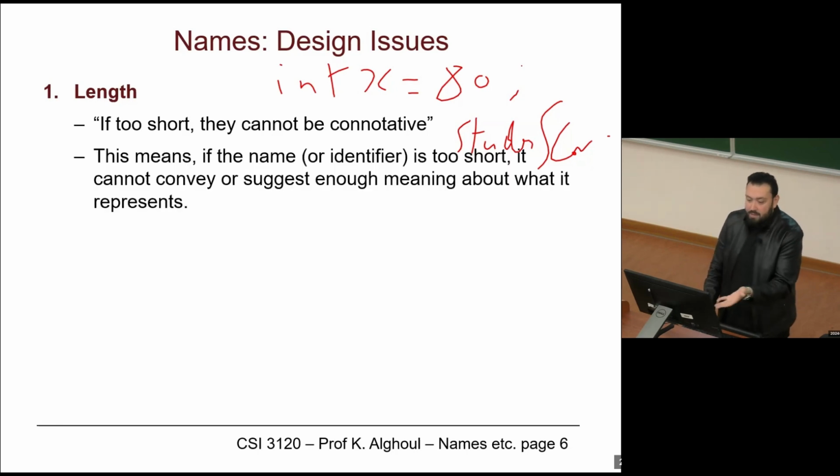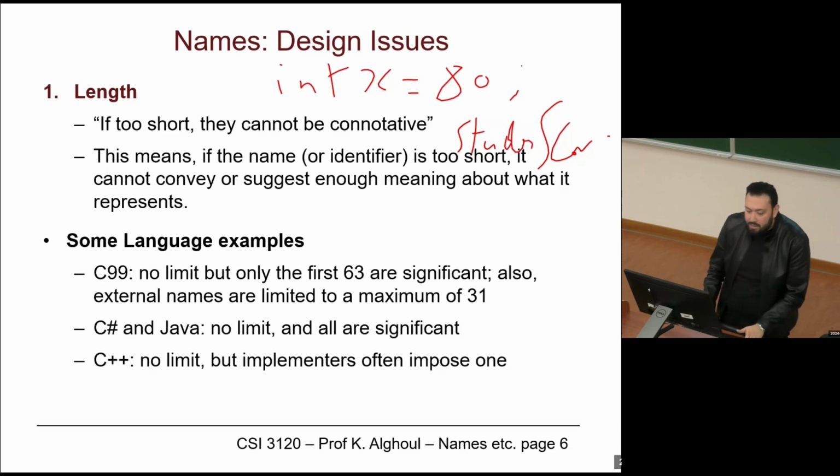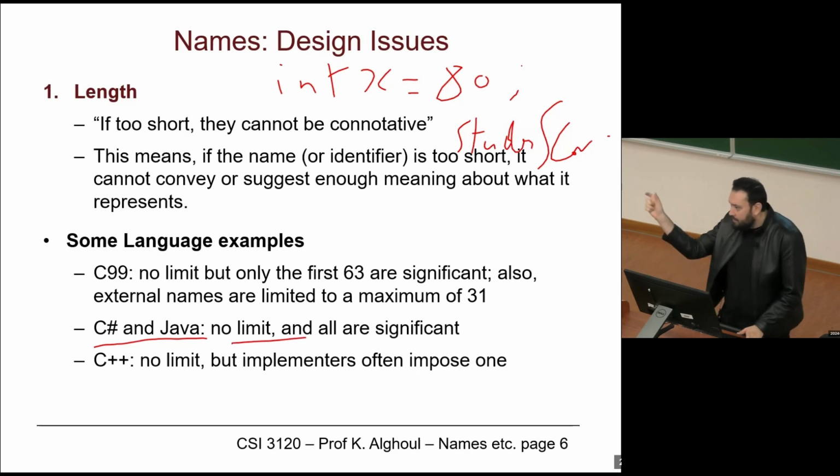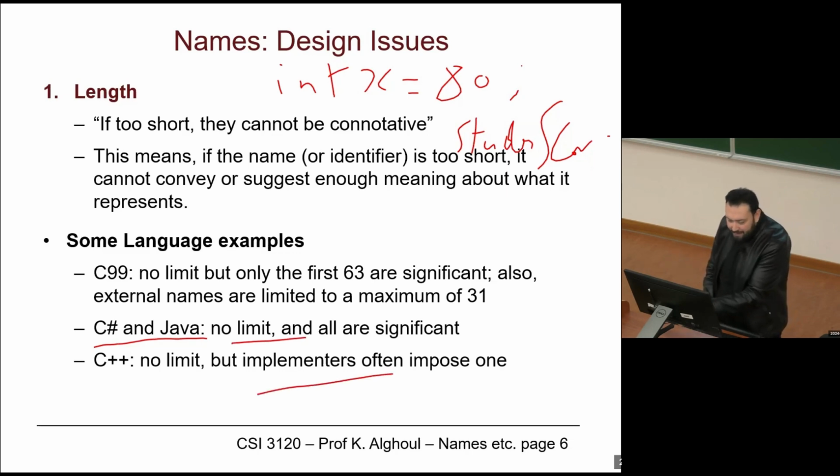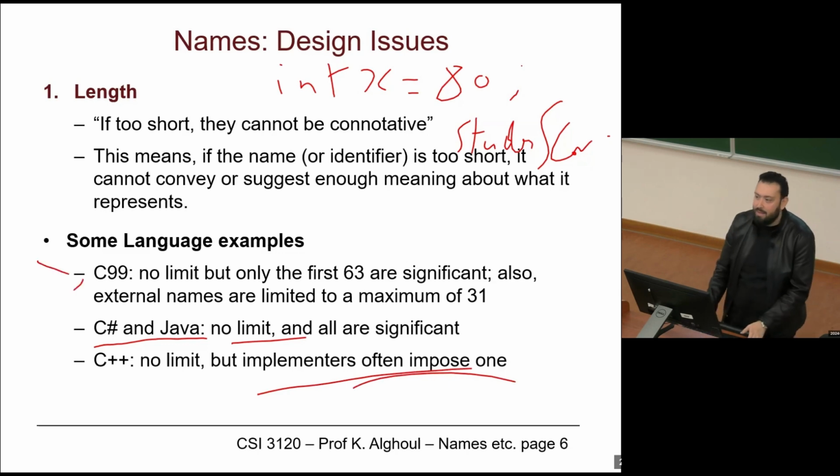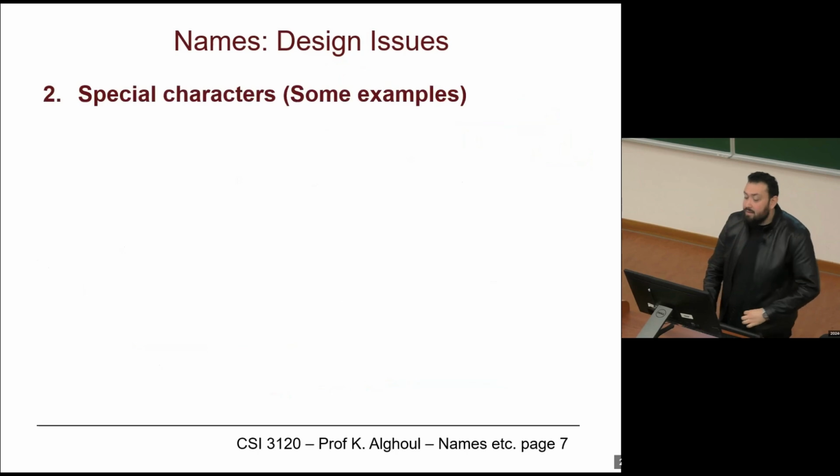This means, as we said, if the name is too short, whatever. Some examples: C# and Java have no limit on the length. C++ has no limit, but with a bit different details. C99, I think, is something old. It used to have a limit. All of these things.